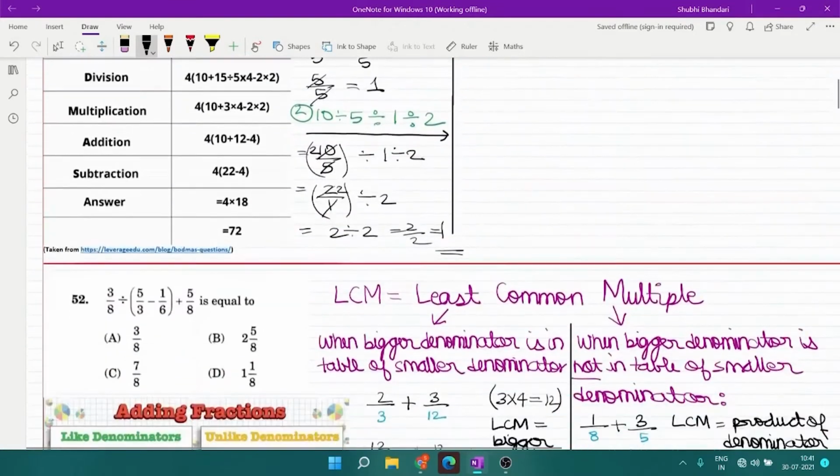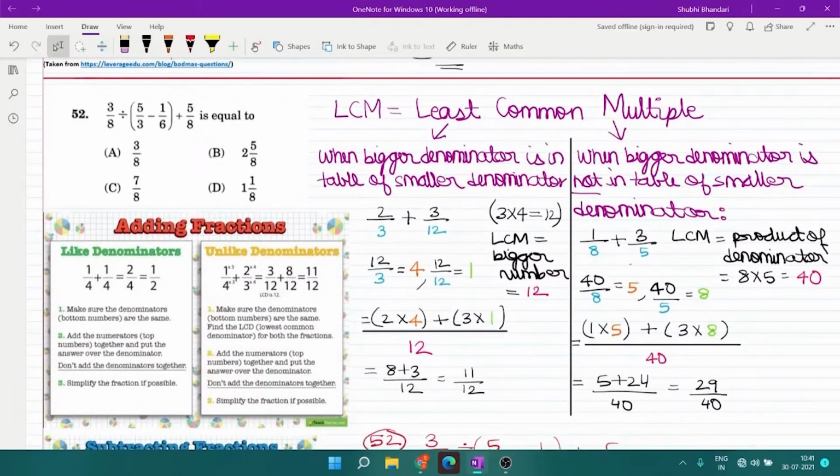Now let's move on to the next question. 3 by 8 divided by 5 by 3 minus 1 by 6 plus 5 by 8 is equal to. In this one also we will have to use BODMAS. In BODMAS, first we need to use brackets, then division, then multiplication, then addition, and then subtraction. First let's evaluate the bracket: 5 by 3 minus 1 by 6. To solve this we need to use the LCM method, least common multiple.